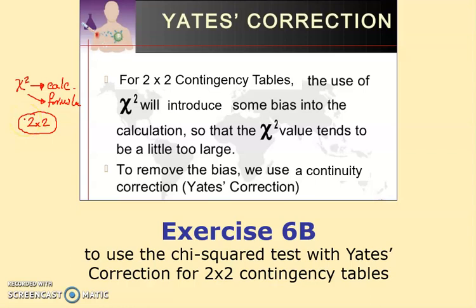I'll read it out. It says the use of chi-squared will introduce some bias into the calculation, effectively making the chi-squared value too large, only a little bit too large, but too large. And to remove the bias, we use this Yates' correction.